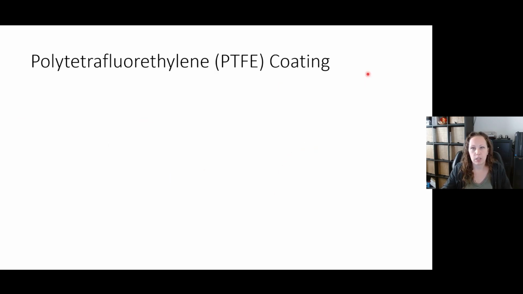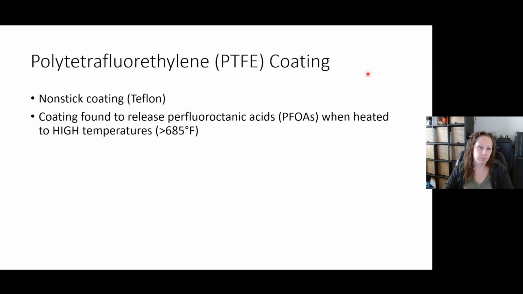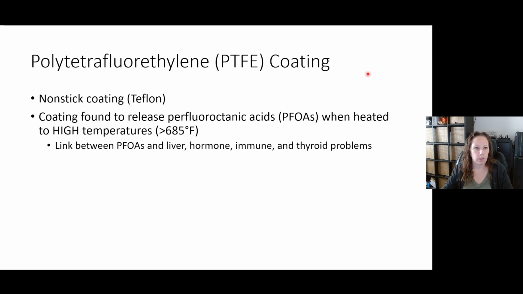Other chemical contaminants: polytetrafluoroethylene, PTFE coating. This is also known as Teflon. It's a nonstick coating on pans. This coating was found to release perfluorooctanoic acids, PFOAs, when heated to high temperatures. And there's a link between these PFOAs and liver, hormone, immune, and thyroid problems, but these particular chemicals are no longer in Teflon products as of 12 years ago.